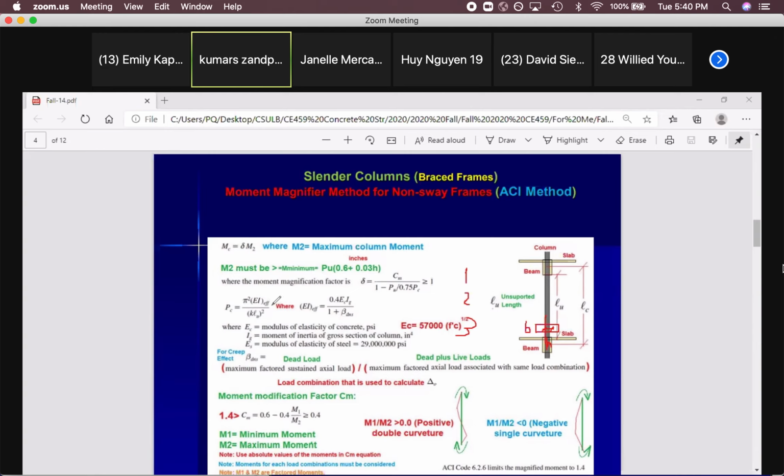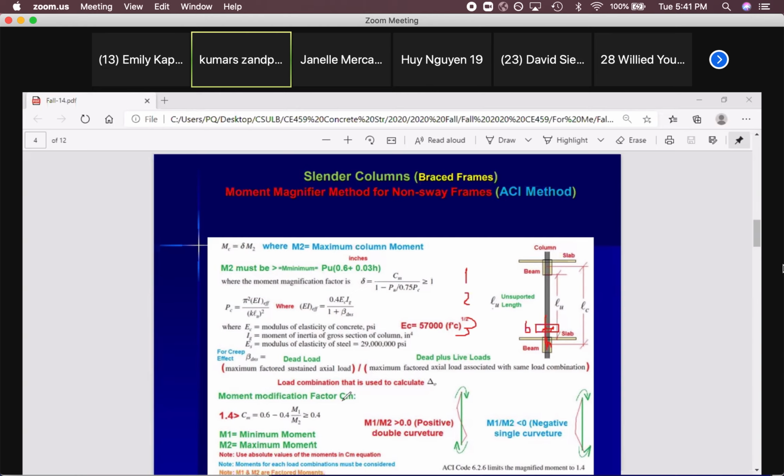Then put that in this equation. K, we calculated K. This is the K factor that we calculated on the last slide. Effective length, column length factor, that's the K. K, Lu, we know, bottom of the beam to the top of the slab, length of the column. That's it. We calculate Pc. So we know Pu, we know Pc, we have to calculate Cm in order to find delta.